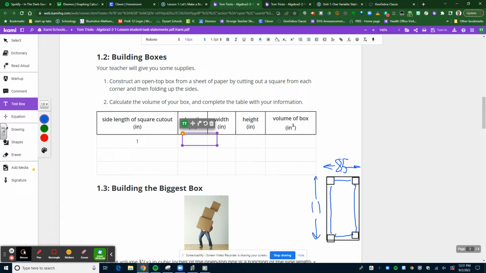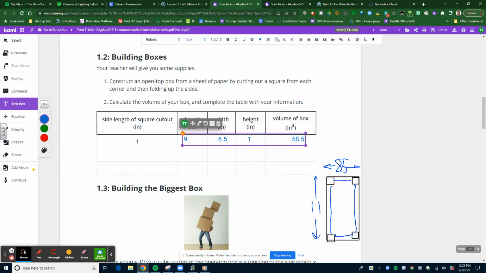9, because I cut 2 inches off of the length. And 11 minus 2 is 9. Okay? What's my new width? 6.5. Because I was 8.5 and I cut off 2. What's my height? It's 1. Your height is the side length of your cutout. Okay? And when you multiply 9 times 6.5 times 1, because that's how you figure out volume, length times width times height. What do you get?